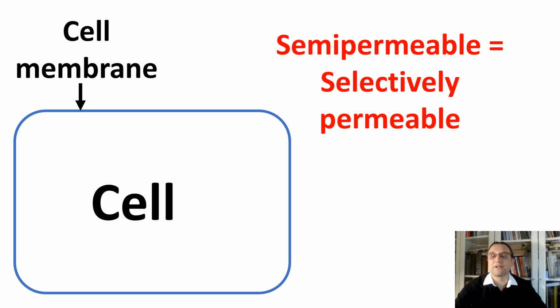Please remember this characteristic. There is no quiz or exam that does not ask about this characteristic of the cell membrane, if the test, of course, is on the cell. Semi-permeable literally means relatively permeable. Semi means somewhat or partially, and permeable in Latin means to pass through or to go through.